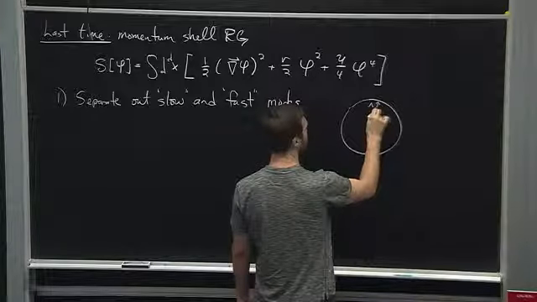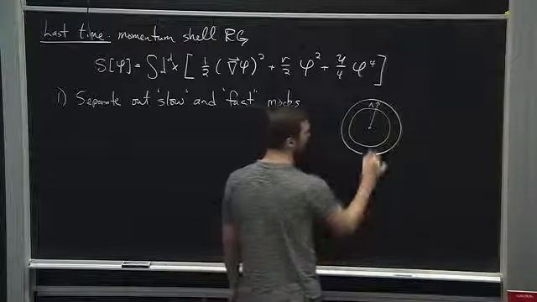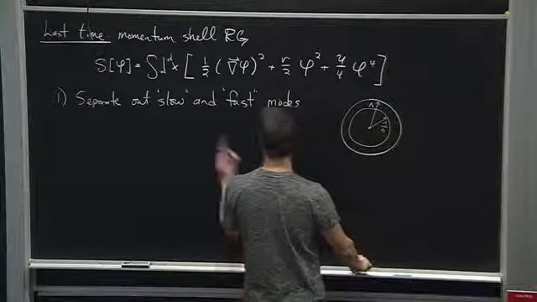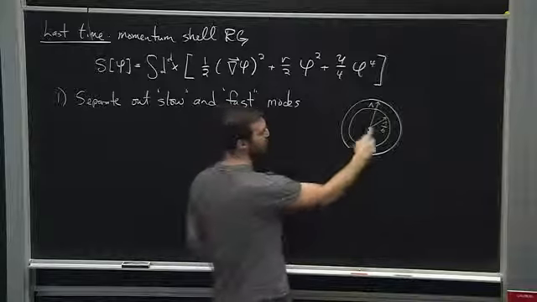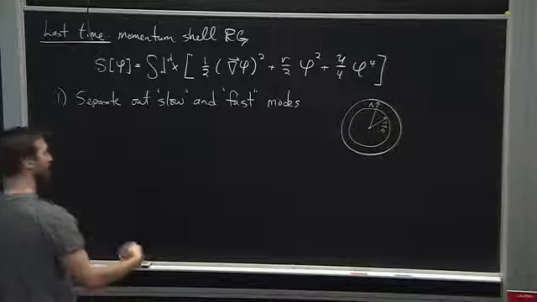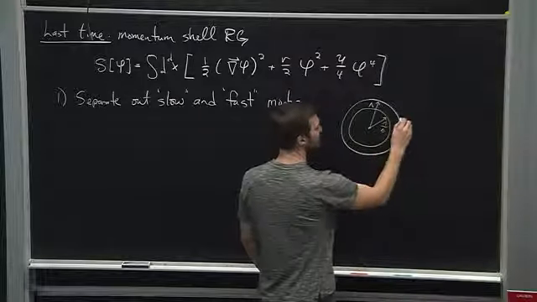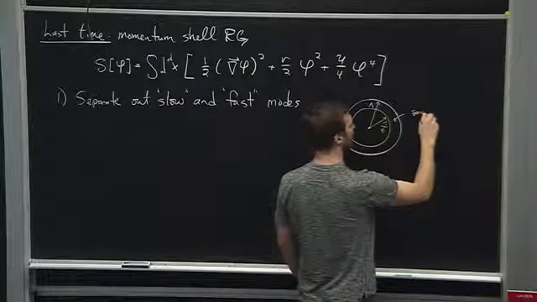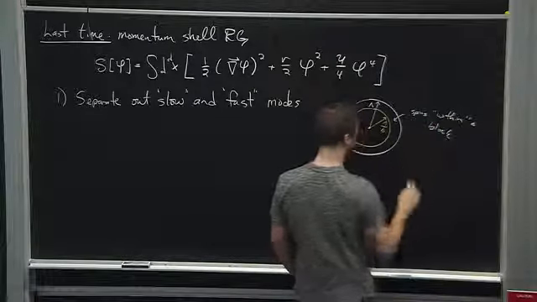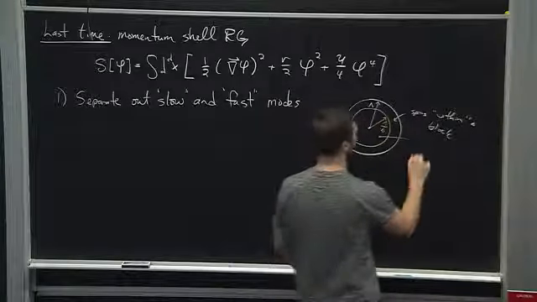But then we are dividing the momentum space into a shell of fast modes that we're integrating over, we're tracing over, and then an inner sphere of slow modes that we're keeping as degrees of freedom. So that's the analogy of, again, the spins within a block, and then the block spins, which are our new degrees of freedom after this RG step.